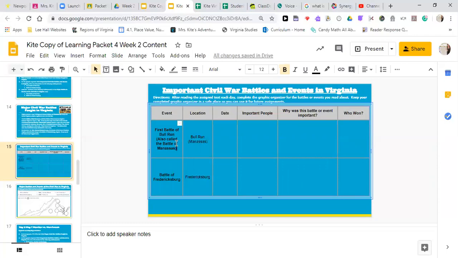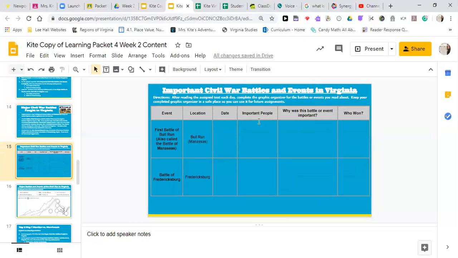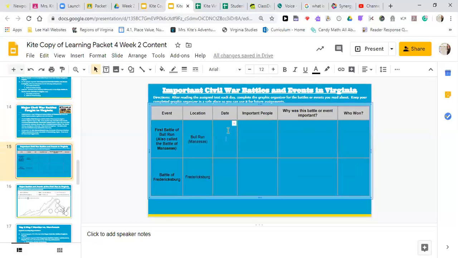All right, so the date. So if we go back through, we can pick that date out. So what was that date? Did you pause it? Did you write it? All right, so you're going to write the specific date in there. We were given a month, a day, a year. So just to remind you, month, day, year. Important people. There was one very important general mentioned. What was his name? General.